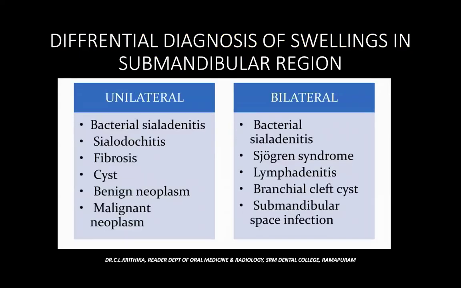Next, we move on to the differential diagnosis of swellings in the submandibular region, which could be unilateral or bilateral. Unilateral swellings include bacterial sialadenitis, sialodochitis, fibrosis, cysts, benign neoplasms, and malignant neoplasms. Bilateral swellings in the submandibular region could be as a result of bacterial sialadenitis, Sjogren's syndrome, other lymphadenitis, branchial cleft cysts, and any submandibular space infection.